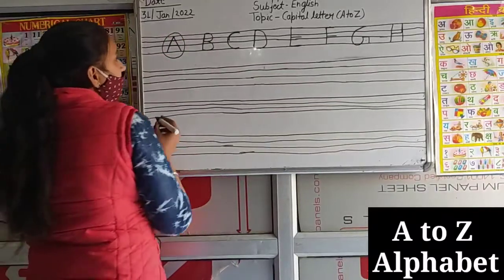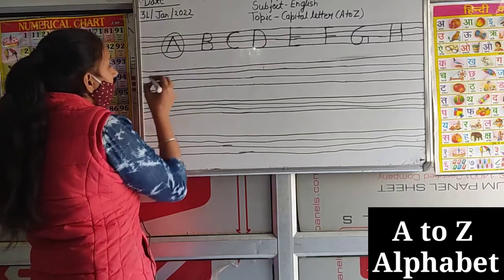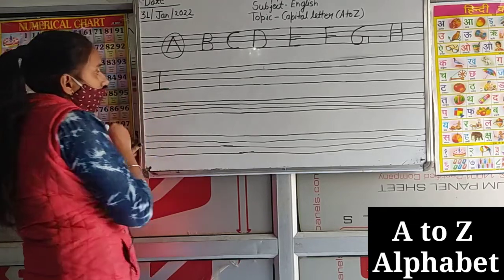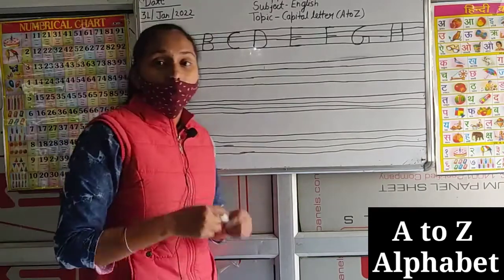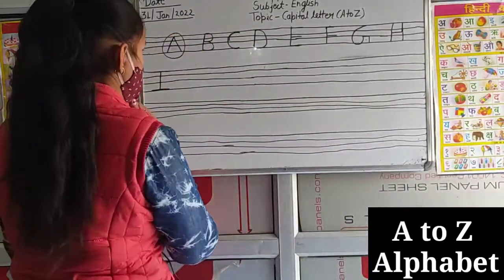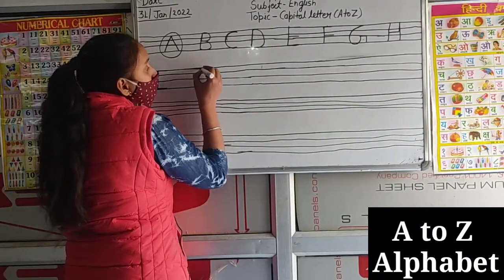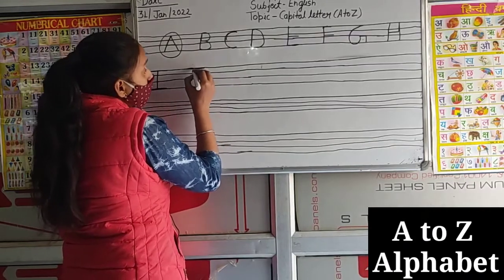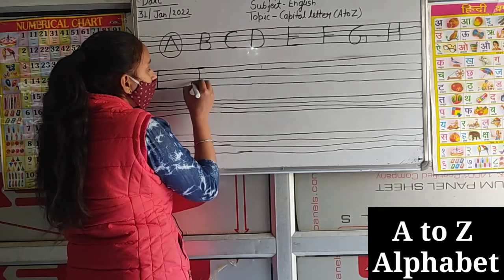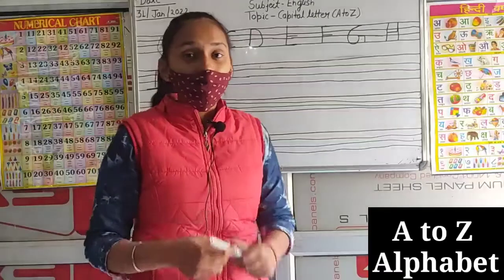And the next letter is I. One sleeping line and one standing line and at the end one sleeping line. I. I for ice cream. And the next letter is J. One sleeping line and one standing line and turn the line. J. J for jug.